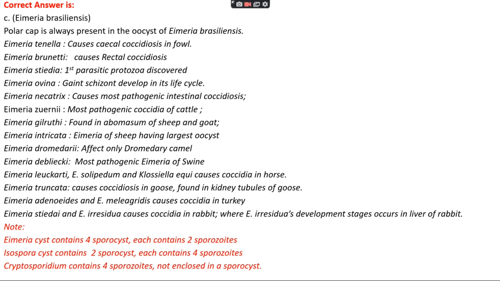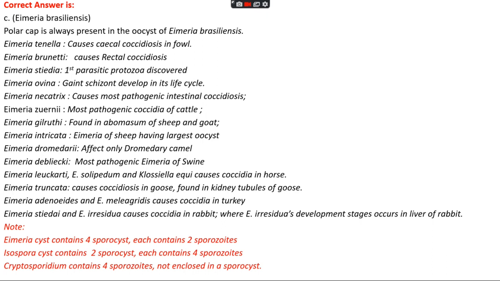Eimeria truncata causes coccidiosis in goose, and is also found in the kidney tubules of goose. Eimeria adenoeides and Eimeria meleagridis cause coccidiosis in turkey. Eimeria stiedae and Eimeria irresidua cause coccidia in rabbit, where the developmental stage of Eimeria stiedae occurs in the liver of rabbit.